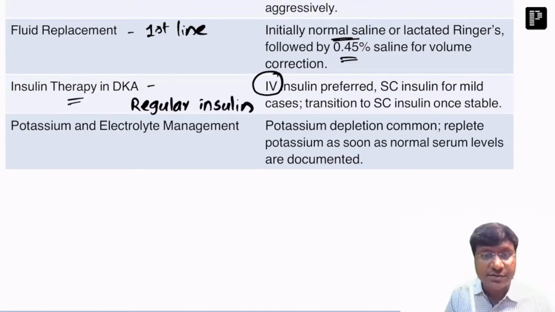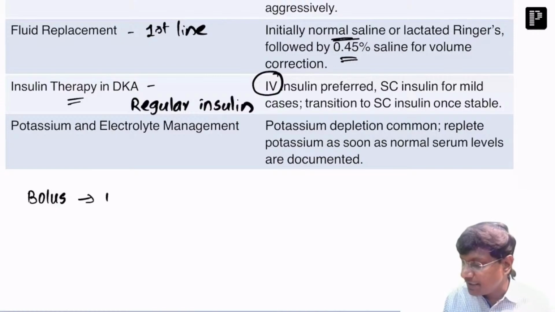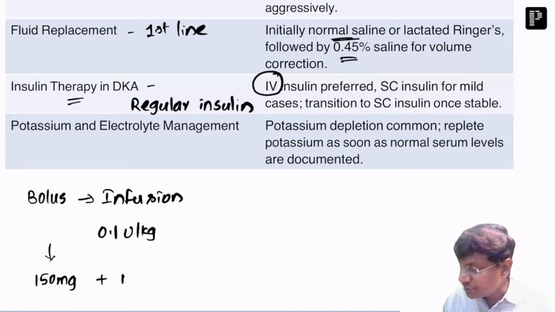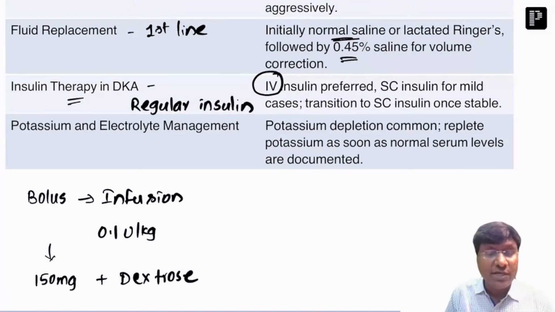right? The type of insulin that should be given is regular insulin, right? And this regular insulin should be given initially as a bolus, then followed by that, it should be given as an infusion. Okay, and the infusion you need to give at a rate of 0.1 unit per kg. When the blood glucose level reaches 150 milligrams per deciliter, at the same time, you need to add dextrose to these patients. And the insulin infusion has to be carried out until the ketone bodies become negative. Only when the ketone bodies become negative, then the insulin infusion has to be stopped.